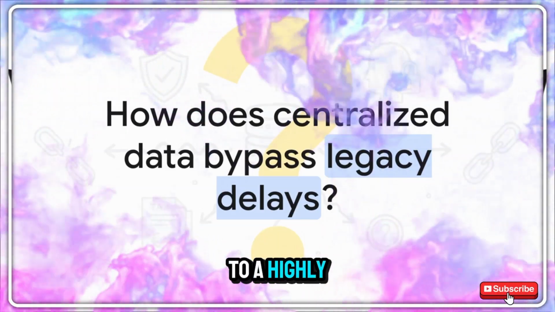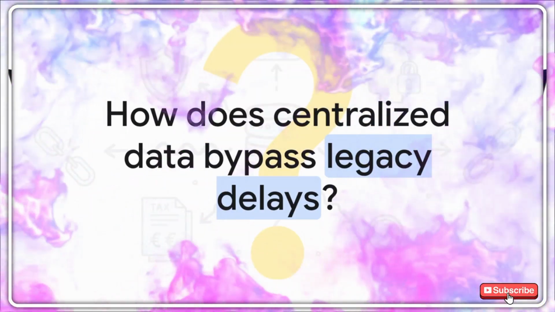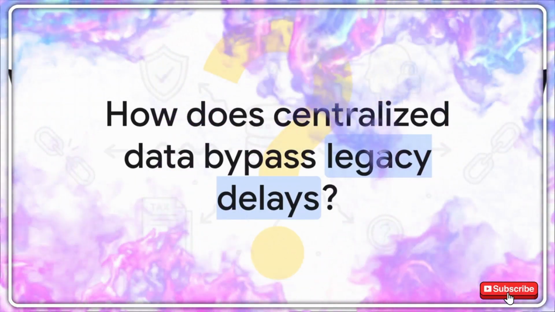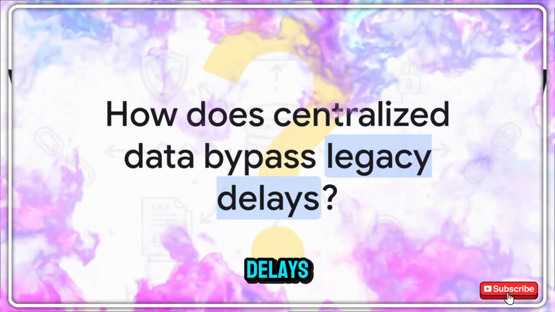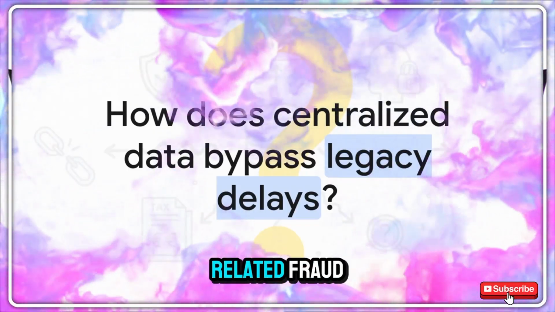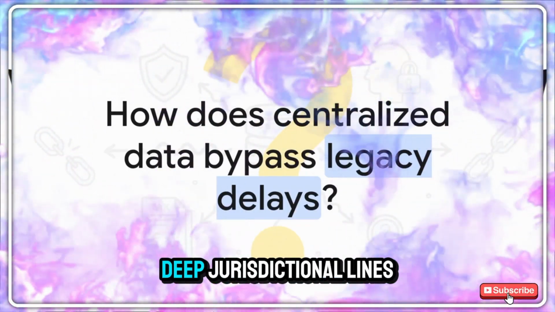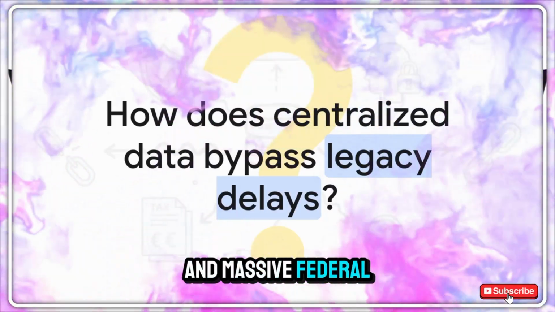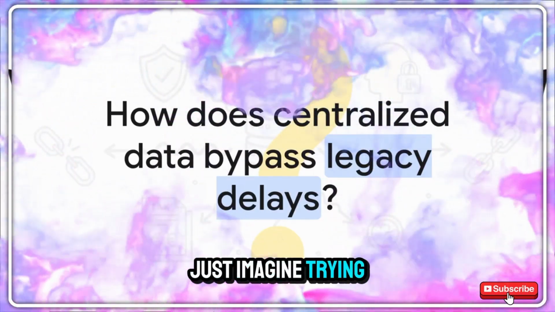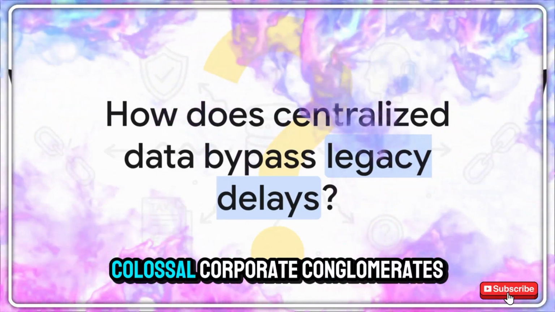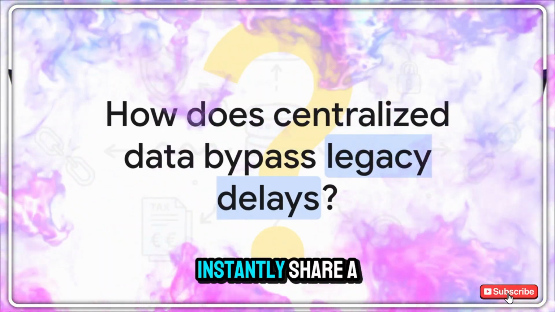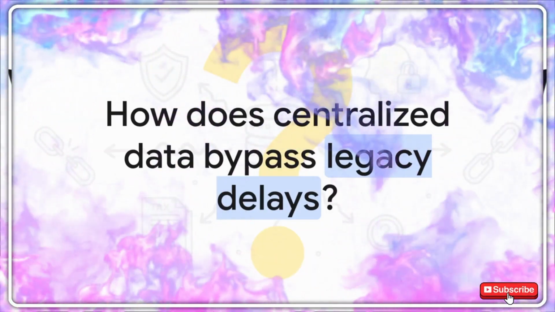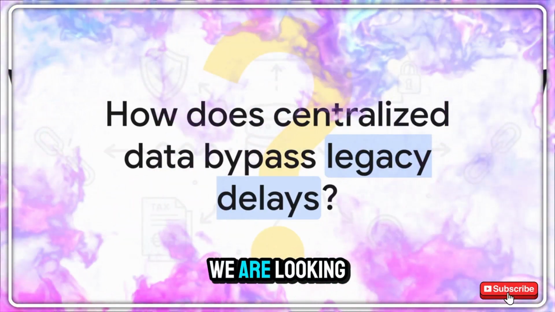Which leads us to a highly critical structural question. How does this centralized data intake successfully bypass those infamous legacy bureaucratic processing delays? When you are dealing with tax-related fraud, you are crossing deep jurisdictional lines between consumer protection bodies and massive federal tax authorities. Just imagine trying to get two entirely separate, colossal corporate conglomerates to instantly share a highly sensitive internal file without any friction. That's essentially the jurisdictional gap we are looking at here.